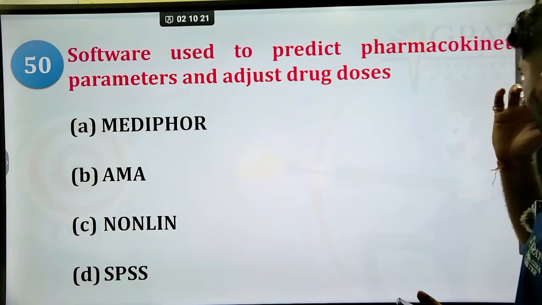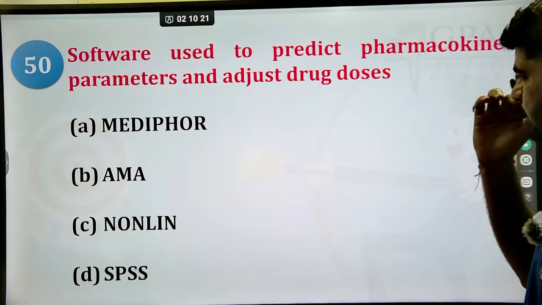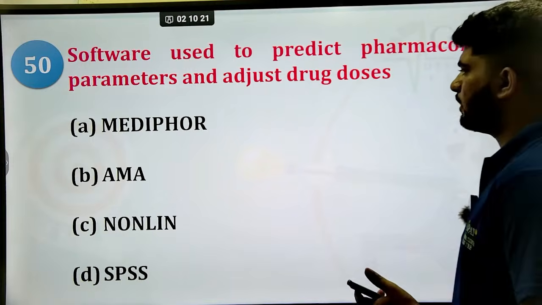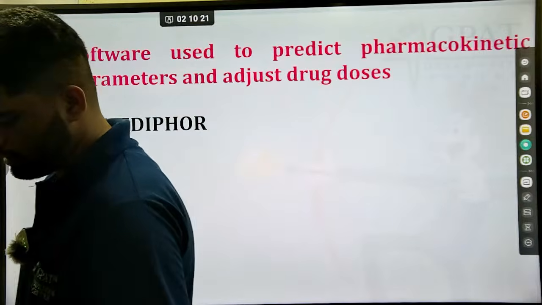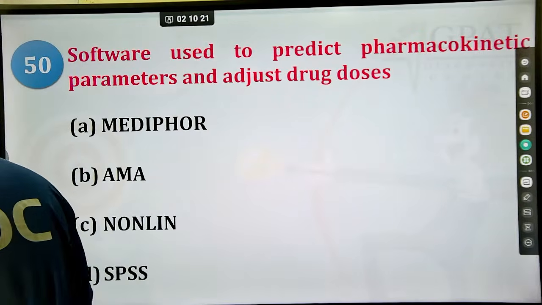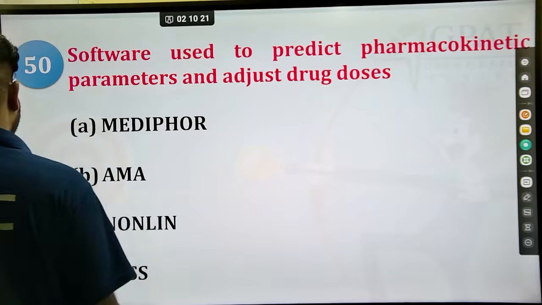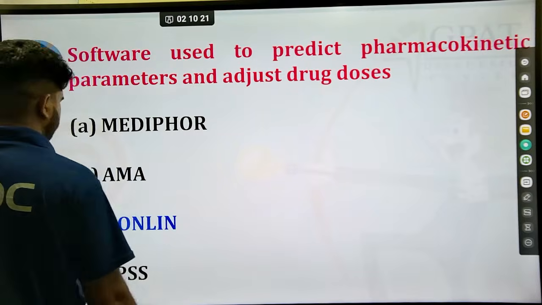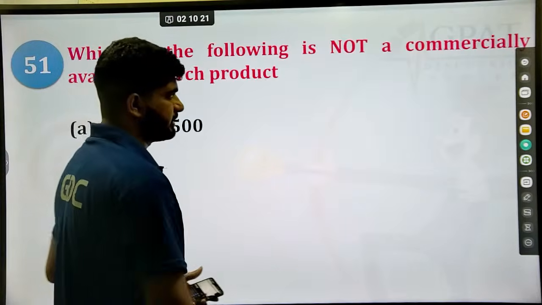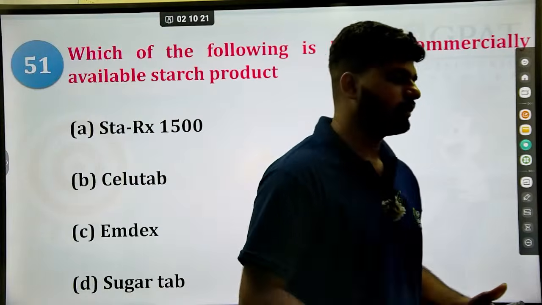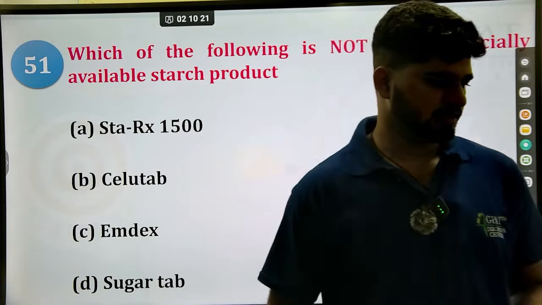Software used to predict the pharmacokinetic parameter and adjust the drug doses. What's that? Medifor, EMA, NONLIN, or SPSS? That is nothing but your NONLIN. Okay. Non-linear pharmacokinetics, if you remember. The NONLIN, we have created this software.